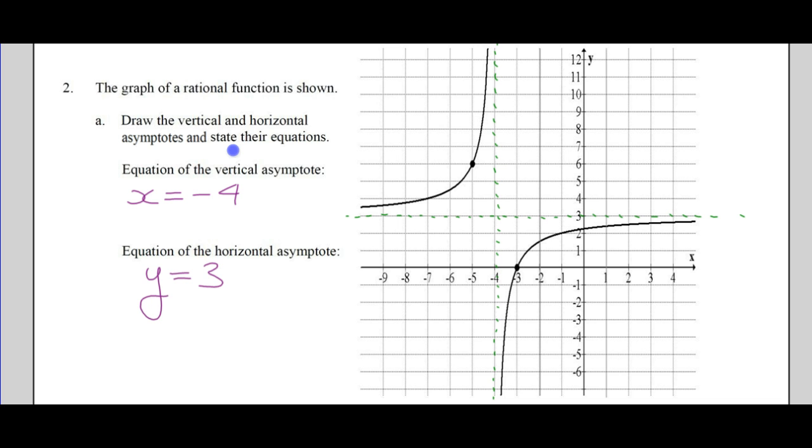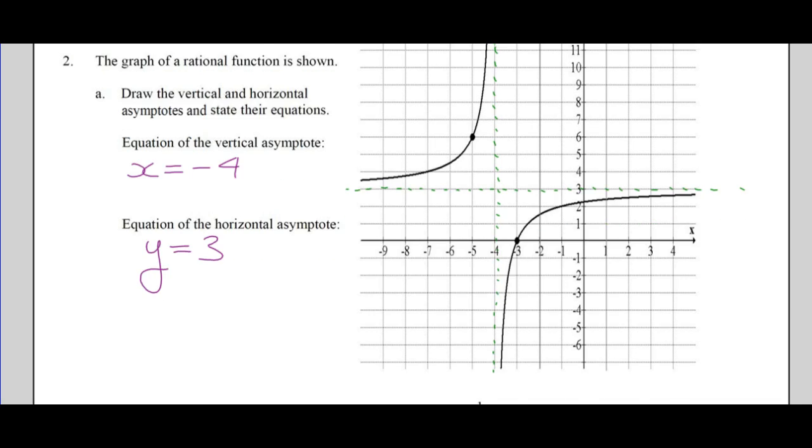So we have x equals -4 and y equals 3. What has that just told us? The translations, right? Left 4, up 3. Got translations. Okay, what is beneath this thing?